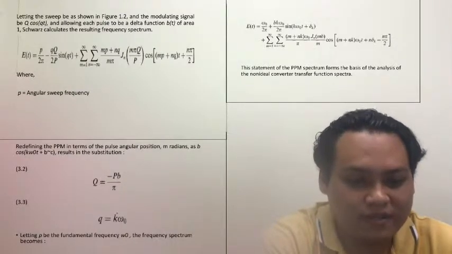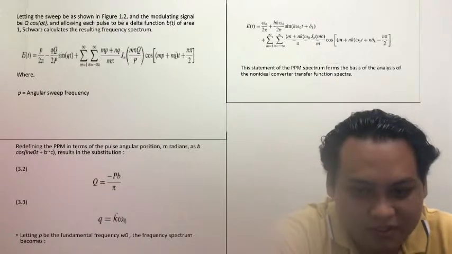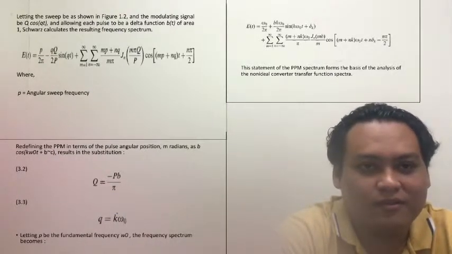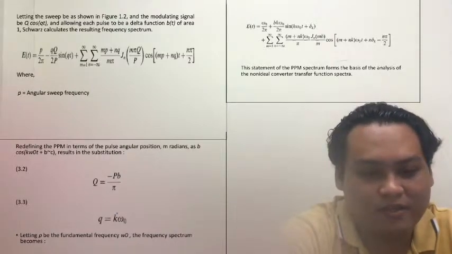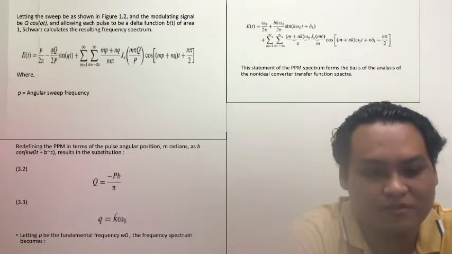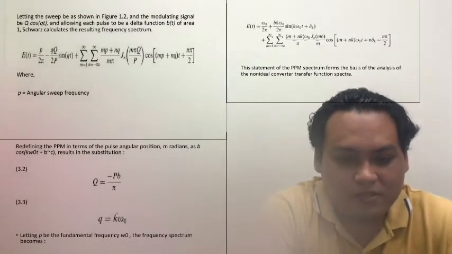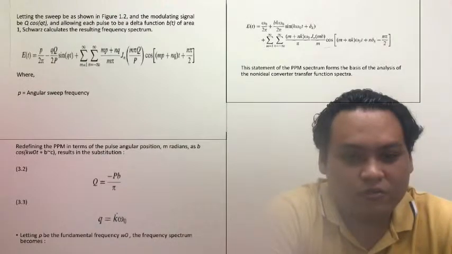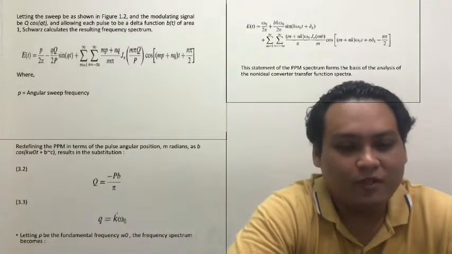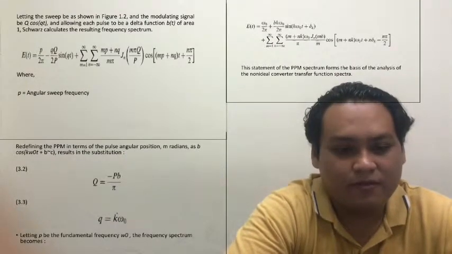Okay, we define the PPM in terms of the pulse angular position, M radian as B cos bracket K omega 0 T plus B minus C, resulting in substitution. So this is the formula for 3.2: Q equal to negative PB divided by pi.